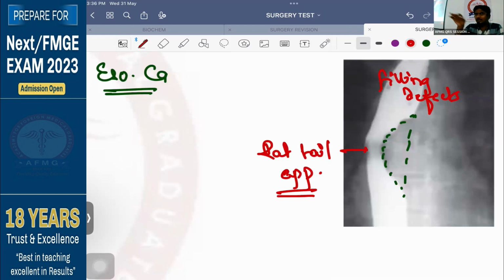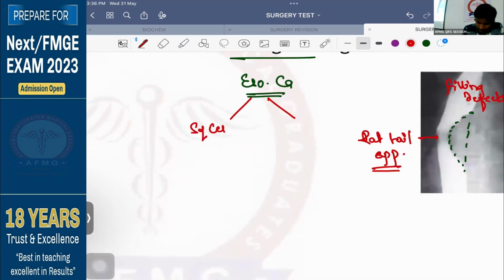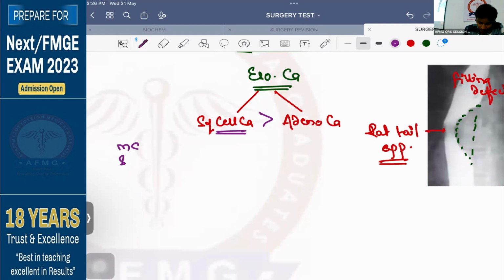It is usually seen in the middle 1/3. As we know, esophageal cancer can be of two types. Either it can be a squamous cell carcinoma or adenocarcinoma. More common is squamous cell carcinoma. Most common site for squamous cell carcinoma is middle 1/3. Definitely. For adenocarcinoma it is lower 1/3. Important. Okay, so please remember that.